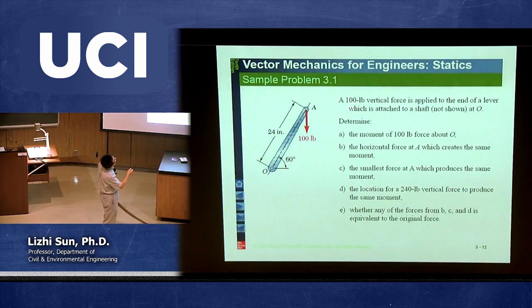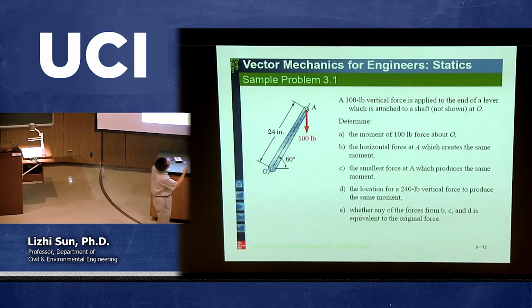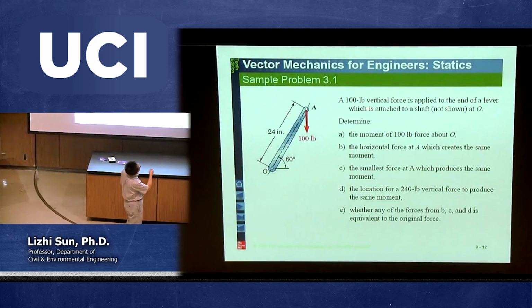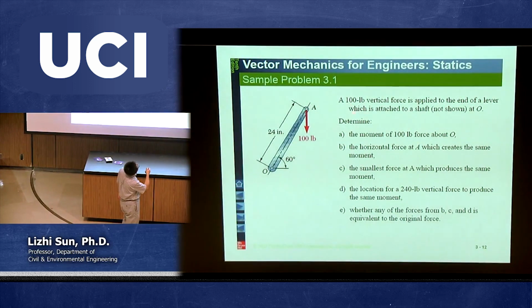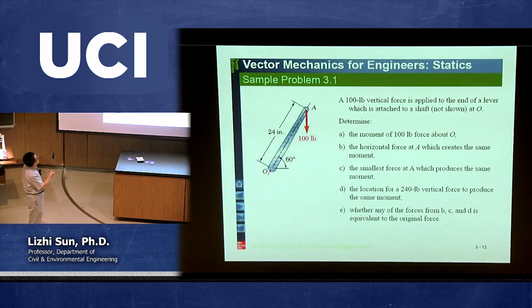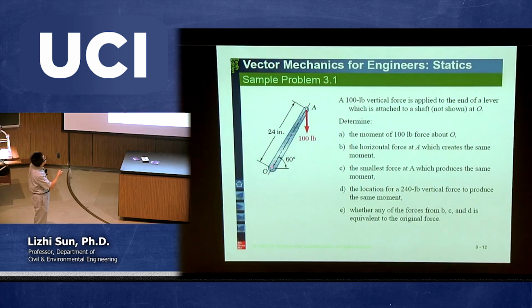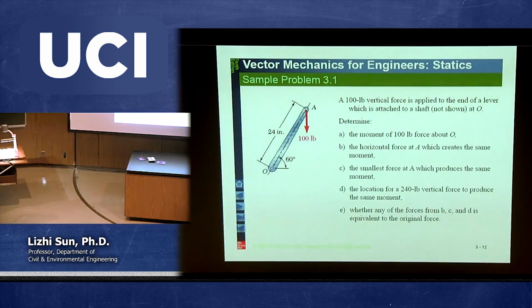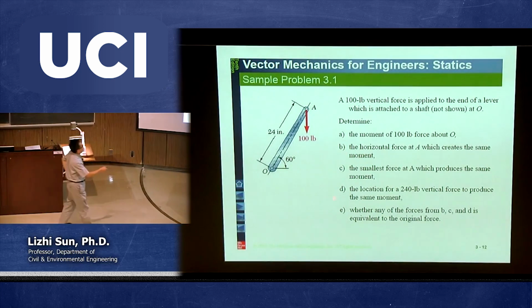Let's say we have a 100 pound vertical force acting on point A. A 100-pound vertical force is applied to the end of a lever, which is attached to a shaft at point O. So these are the basic geometries given. There's a force acting on point A, and then there's the point O. The distance from A to O is given as 24 inches, and the angle between this and the horizontal line is 60 degrees. So these are all the basic geometries we know. We need to calculate A, B, C, D, E.